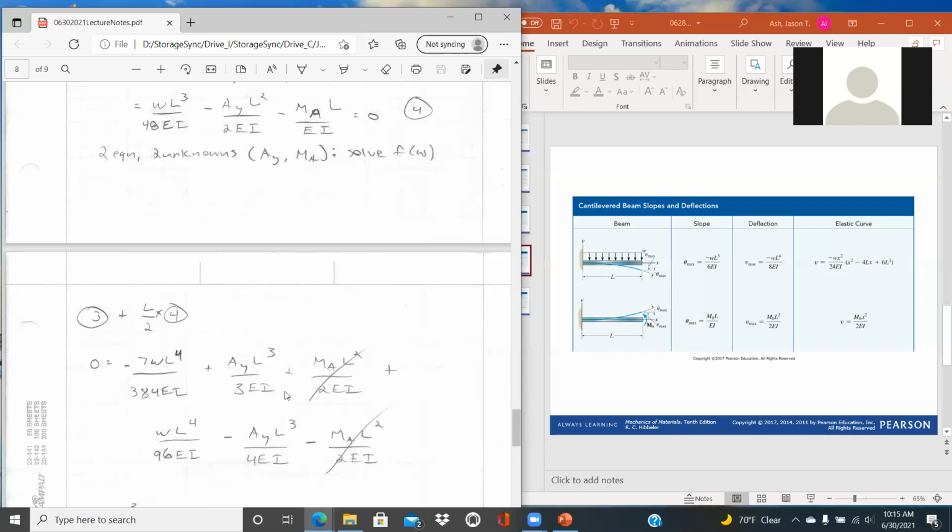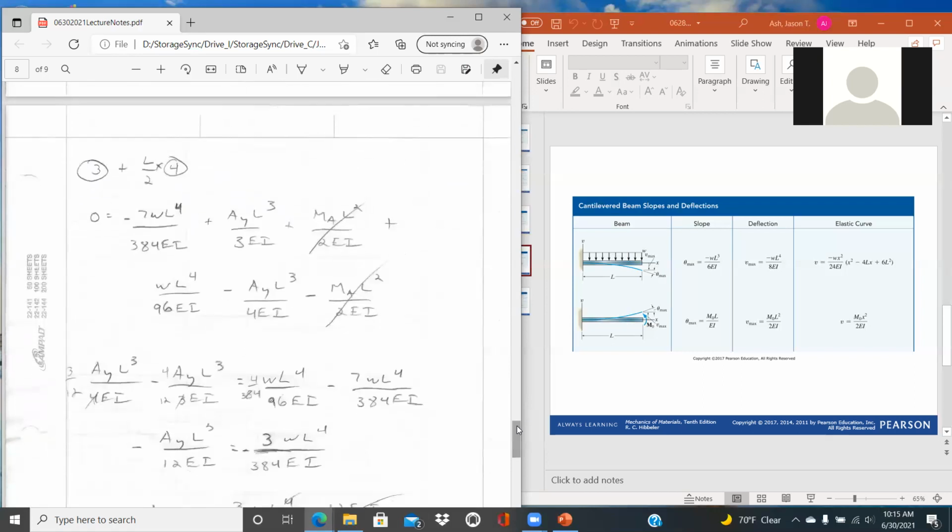And so Gauss elimination is nice. Those are getting canceled out now in that process. And we have 1 equation, 1 unknown to solve then for AY. And I believe I moved AY to the left-hand side. So that was a positive AYL cubed over 4 EI minus the AYL cubed over 3 EI.